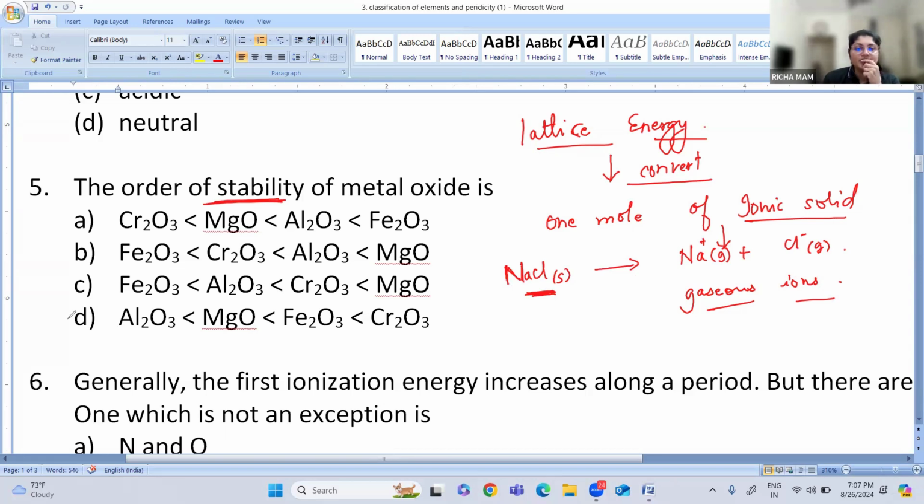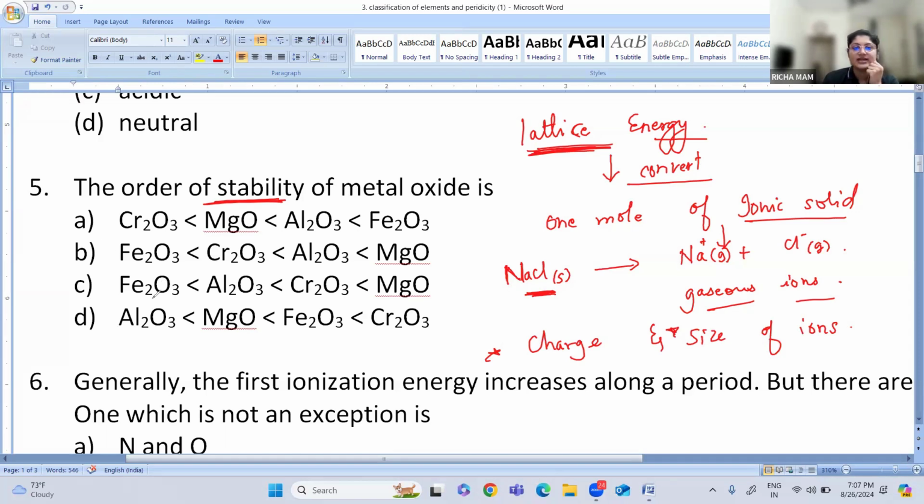Now, when we are talking about the stability of metal oxides here, it is directly related to lattice energy. And our lattice energy depends on what? Remember these 2 points: it depends upon the charge and size of ions. So lattice energy depends on the charge and size of the ions.